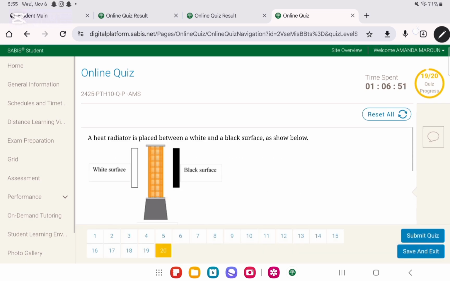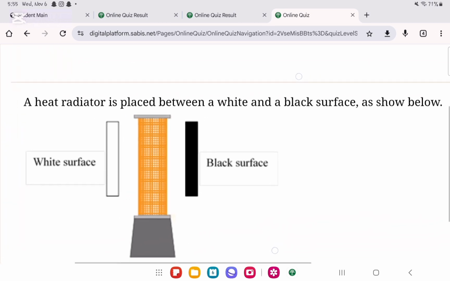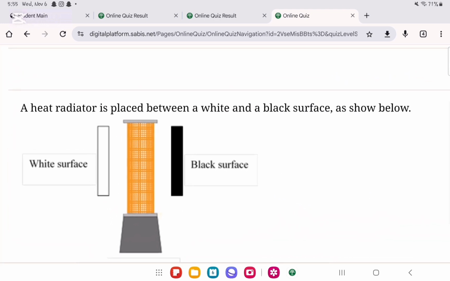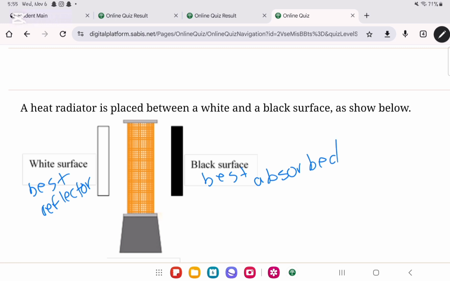And now, this is the question I've been waiting for, to explain to you about the radiators. A heat radiator is placed between a white and a black surface as shown below. We know that the white is the best reflector. It reflects all colors, all light, whereas the black is the best absorber. So what happens is that the heat radiator is going to release heat. The black is going to take it in. But if the heat radiator releases heat to the white, it's not going to take it, it's going to reflect it back, so it will go back. This is because the white reflects all the colors, and the black absorbs all of the colors.